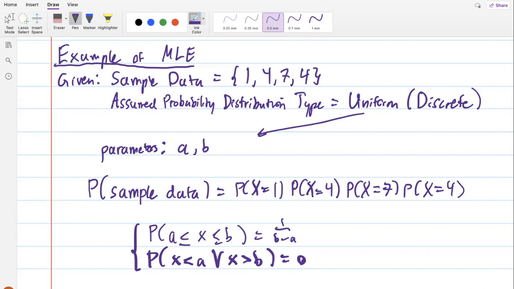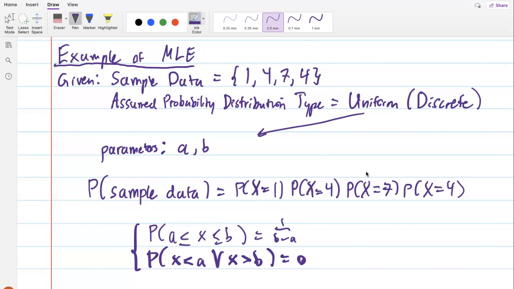To better illustrate how maximum likelihood estimation works, say we have sample data 1, 4, 7, and 4, and say that our claim is that these data come from a uniform discrete distribution. Because that is our claim, we will have two parameters, A and B. These are the lower and upper bounds of the range of values for which the probability of the random variable x taking that value is non-zero. Our goal is to maximize the probability of us obtaining our sample data. The probability of us obtaining our sample data is equal to the product of the probability of the random variable x taking the value of each of our data points, as we have here.